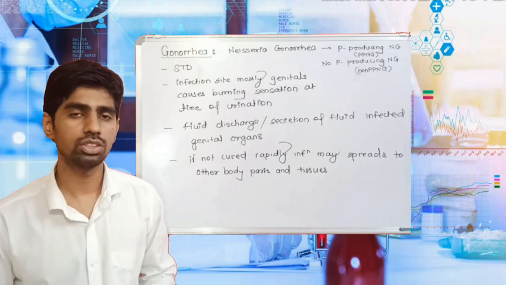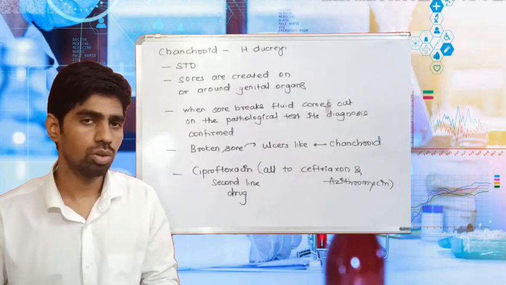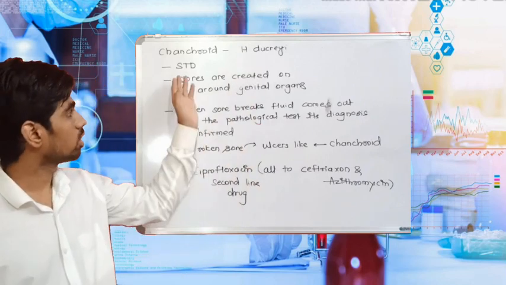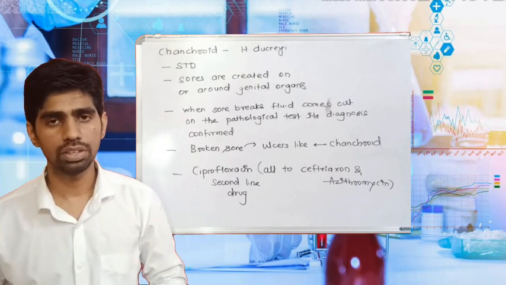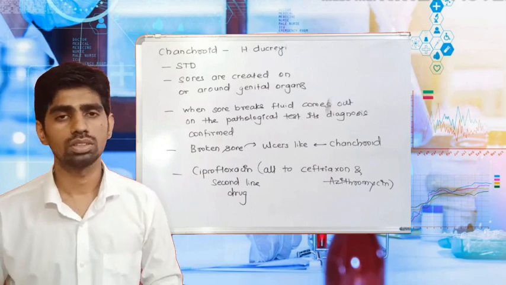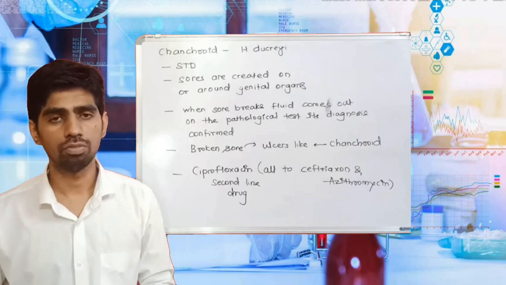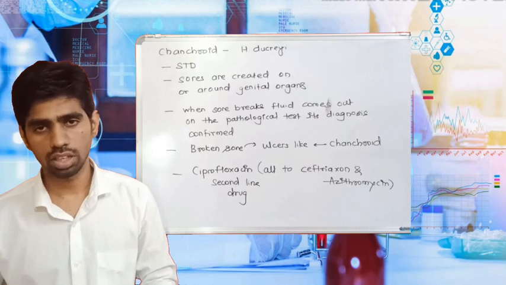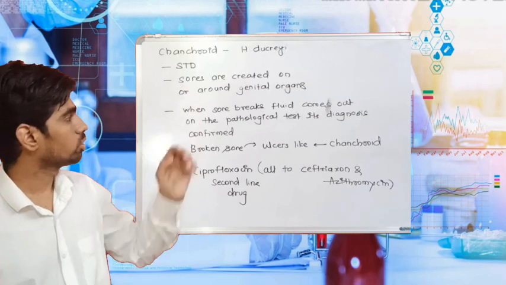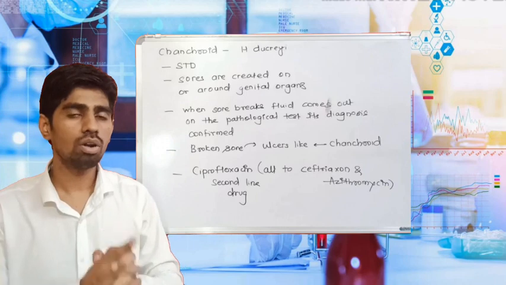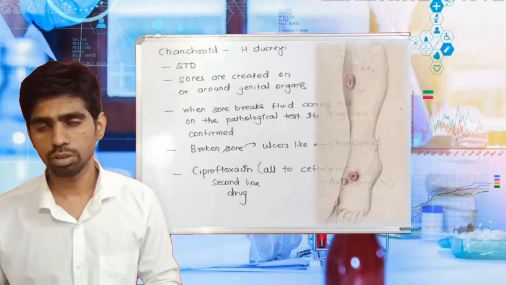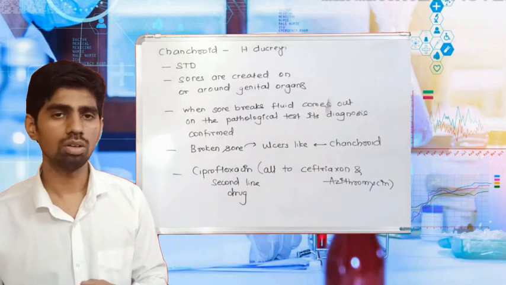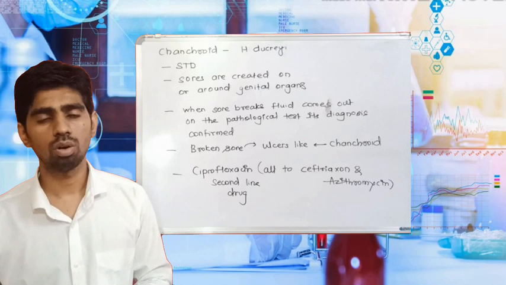Now we are moving to the next use, that is chancroid. The causative organism for chancroid is Haemophilus ducreyi. It is also an example of a sexually transmitted disease, meaning infection occurs at the time of sexual activity with the infected person, but it also has the probability of skin to skin transmission. Here sores are created on or around the genital organs of the infected person. The image of a sore is presented here. A sore means a bump created on the skin.